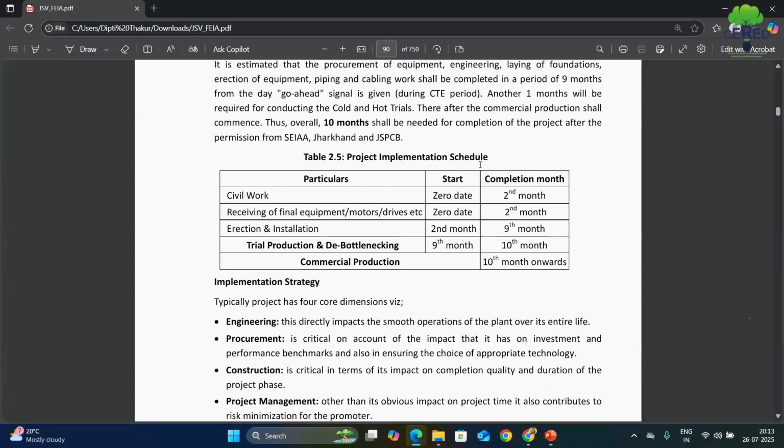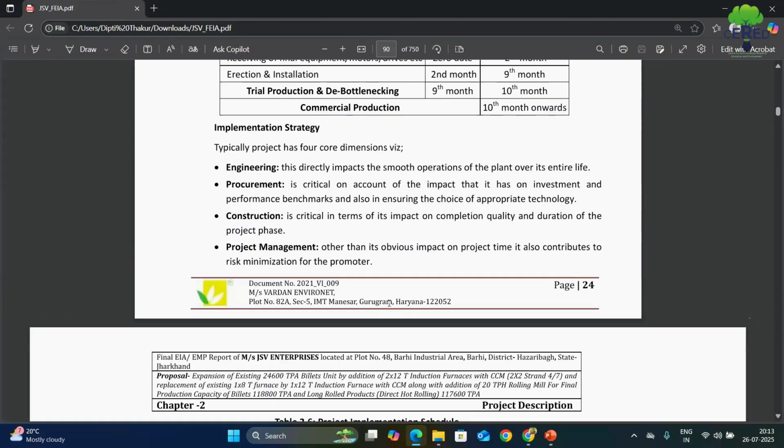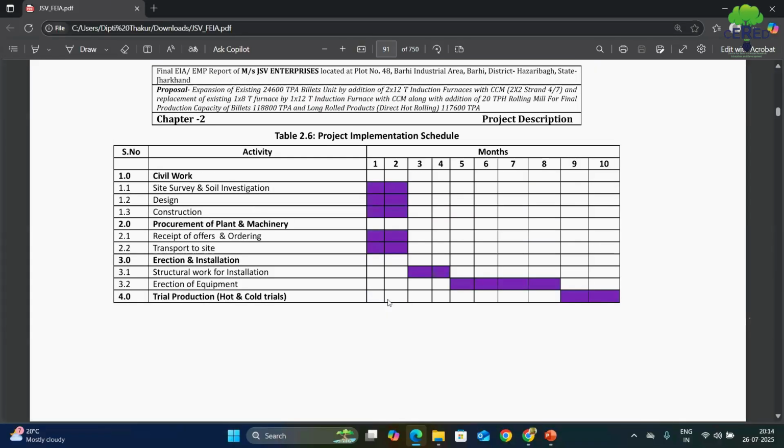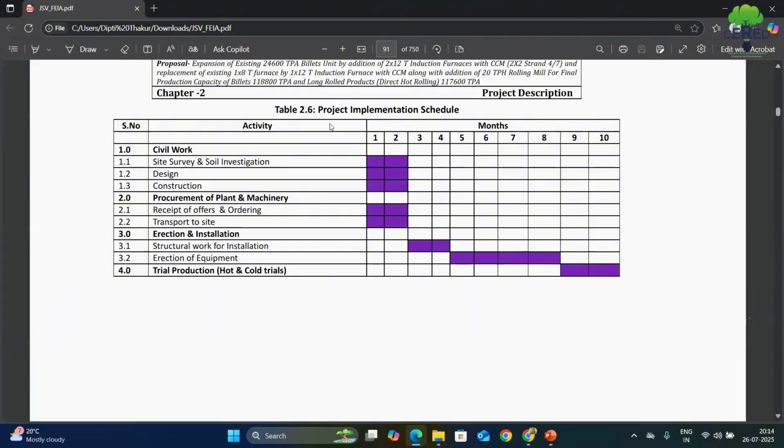Again, the project implementation schedule is mentioned in the EIA report. When you have done the civil work, when you have received the final equipment, when you have done the installation, all the details are mentioned in the EIA report for the understanding of final EIA or grant of EC. And this is the project implementation schedule: first month they are doing this, second month they are doing this, and the trial production, hot and cold trial, is done at the 10th month or after 12 months or after 1 year 6 months, whatever the timeline it was or it will be.